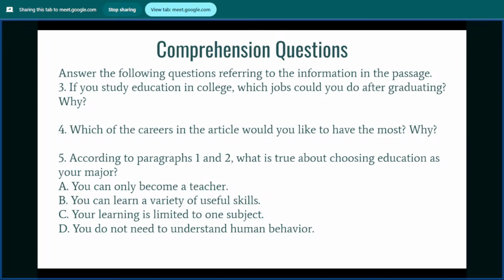Which of the careers in the article would you like to have the most and why? I told you, now three again: EFL teacher, that is English as a foreign language teacher, a career advisor, or a child psychotherapist. Those three are mentioned. I have to explain that as well? Yes, you can explain that as well. Right? Okay.